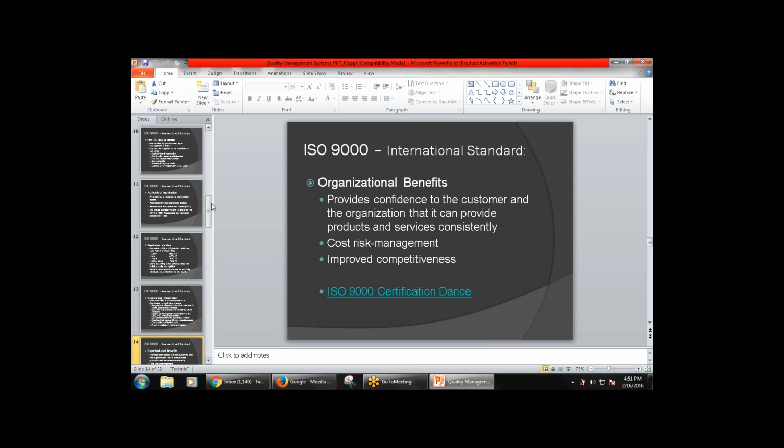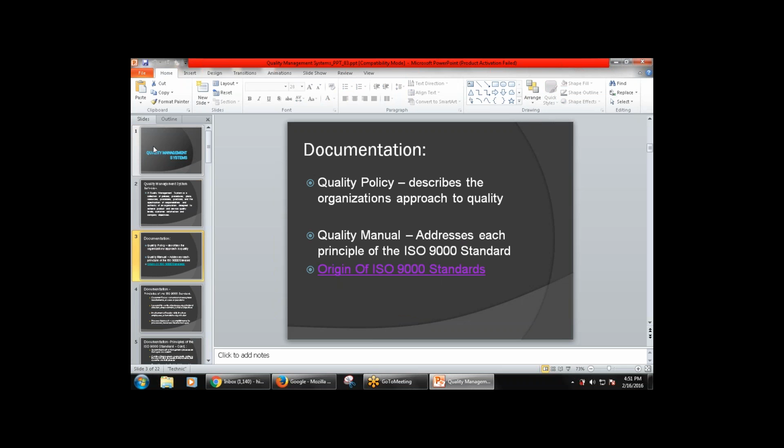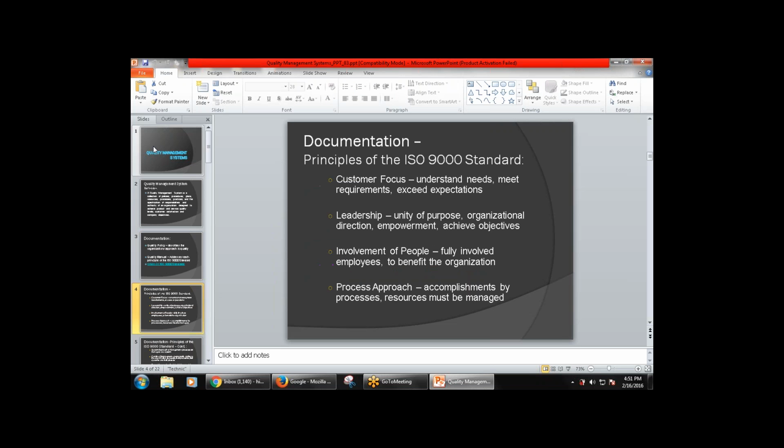So these are the various slides that we have discussed about quality management. That is, what is quality management, what is the definition of quality management, and what are the various parts of the ISO 9000 standards of quality management. So first is the quality policy, then the quality manual.